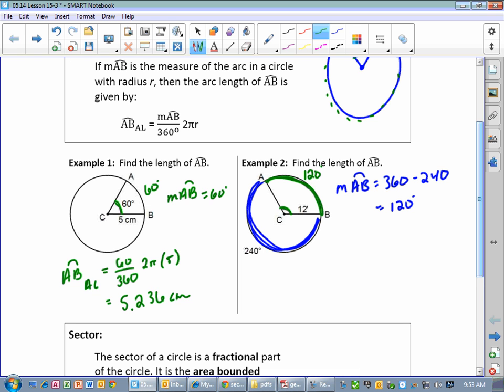Once we know the angle measure of that arc, well, then the arc length is the measure of that arc over 360, so that's the fraction of the whole circle, times the circumference of the whole circle. So the arc length of AB would be 120 over 360. Now what fraction is that? What's 120 over 360? 1/3, right? So this is a third of the circle. Okay, so 1/3 times 2 pi times 12. So you get 25.133.